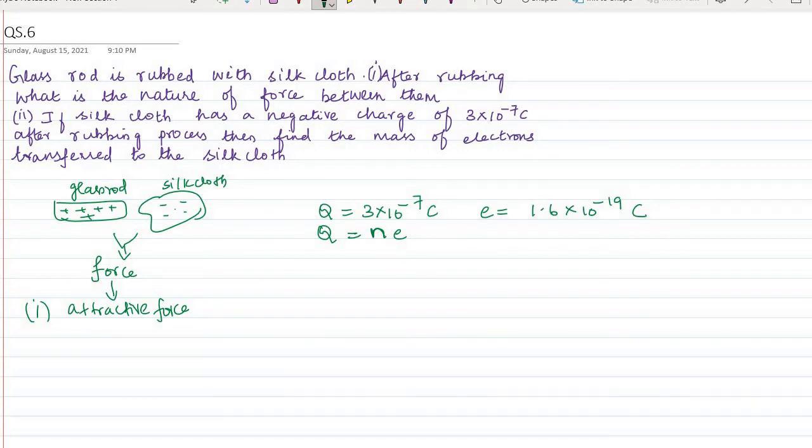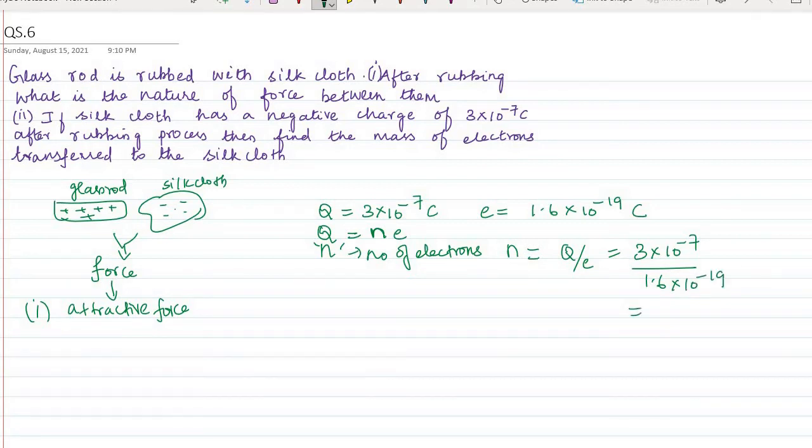First find out what n is, the number of electrons. From this equation, n is equal to Q divided by E. Q is 3 into 10 to the power of minus 7, divided by 1.6 into 10 to the power of minus 19 coulomb. After dividing, you get the answer as 2 into 10 to the power of 12. n has no unit, it's a number.